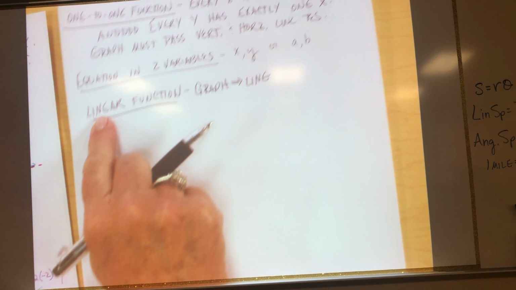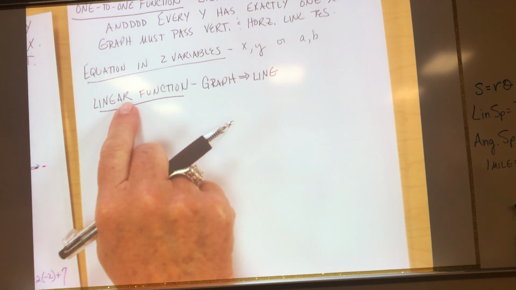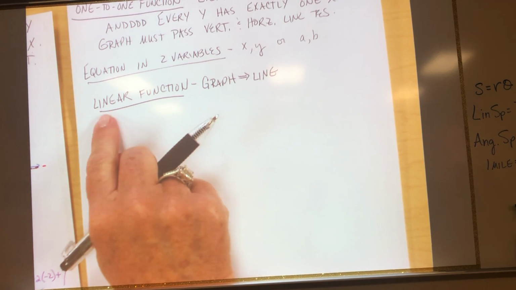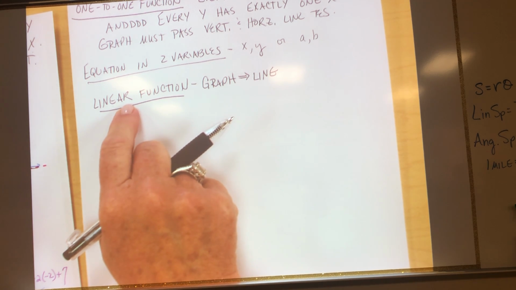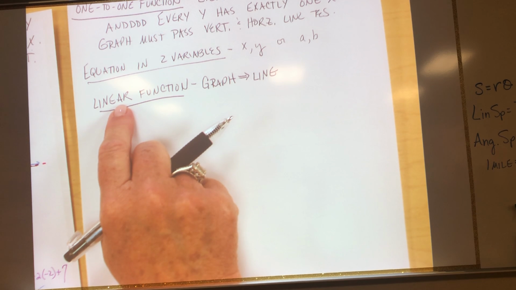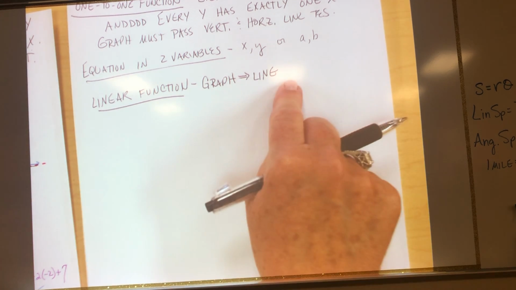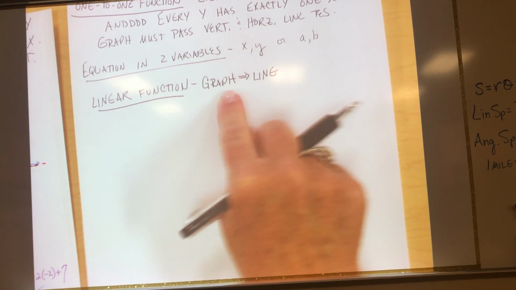Math people are not sneaky. They called it a linear function. They didn't call it something else that had nothing to do with a line. They took the word line and they made it into another word. Guess what a linear function makes? It makes a line.